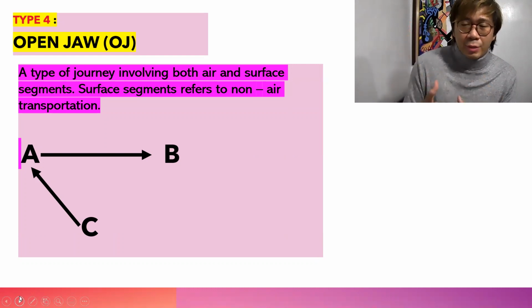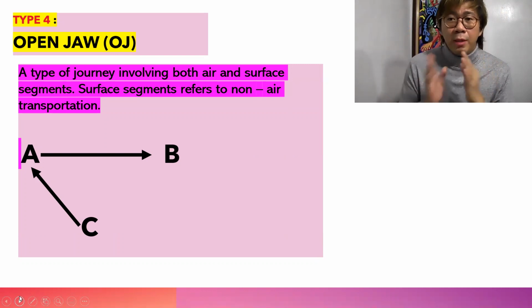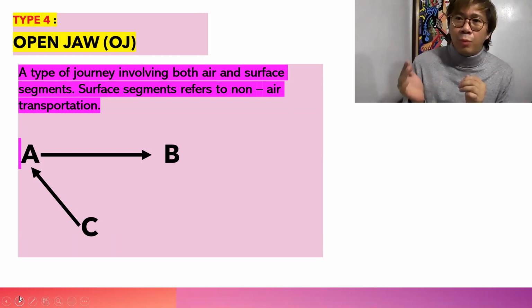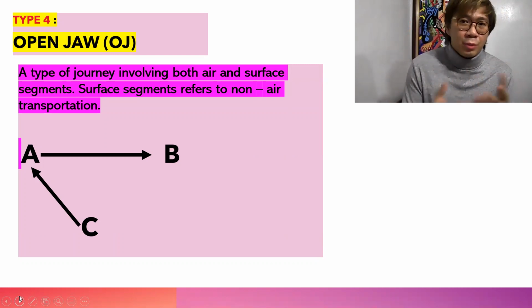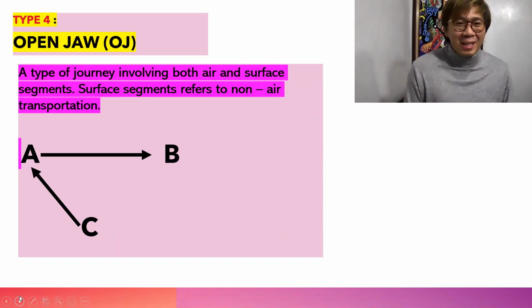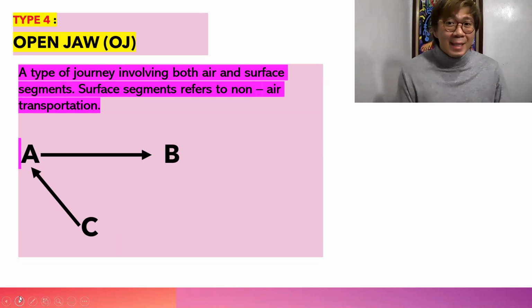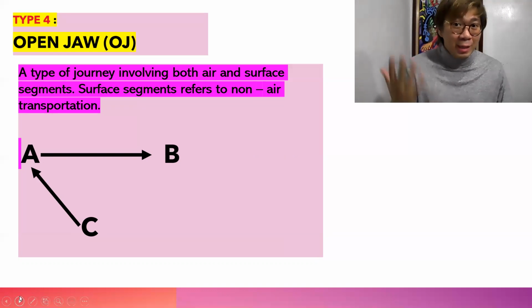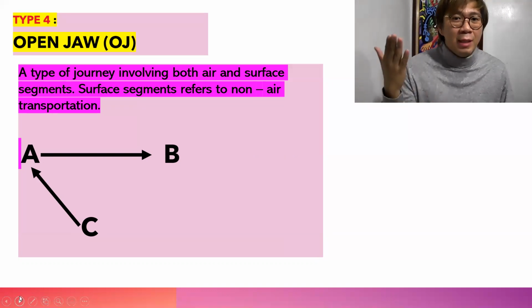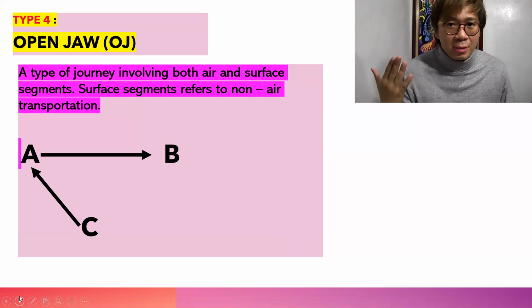So ano ba yung surface segment? So surface segments refers to non-air transportation. Example would be your train ticket. Example would be your cruise ships. Example would be land transportation, so bus or car or whatsoever, tricycle or by walking. So these are literal examples of transportation. Any transportation besides the common airline, so that could be a surface segment.